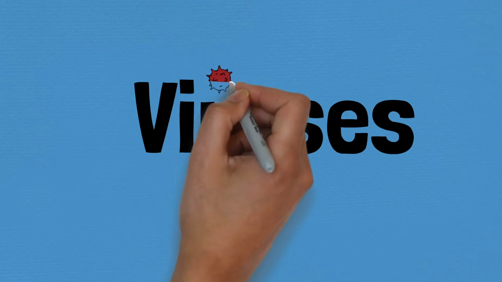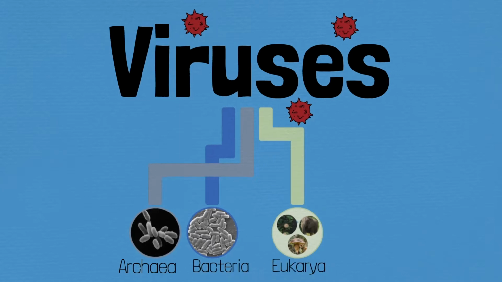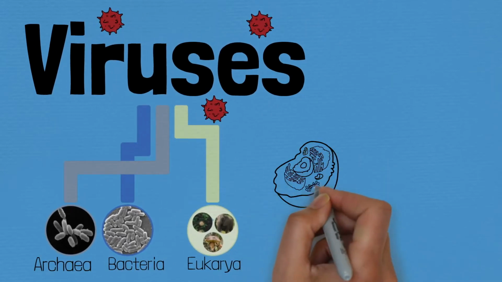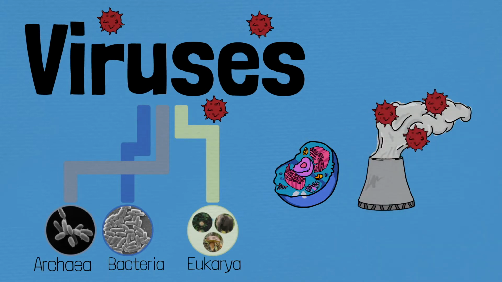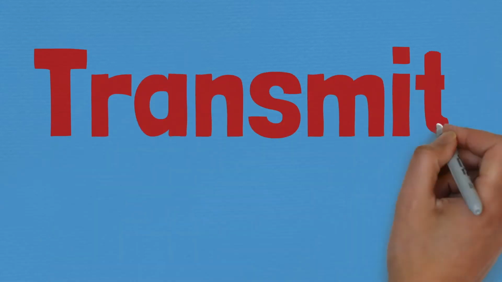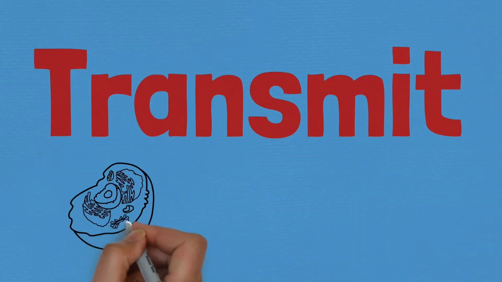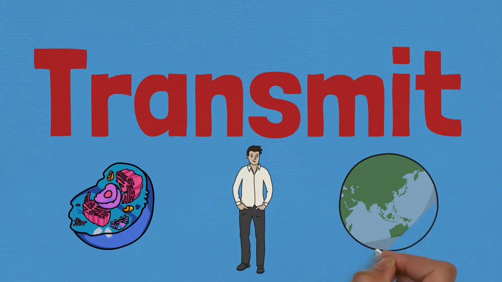Viruses. Incredibly diverse, capable of infecting all domains of life. They hijack cells, turning them into replication factories to make billions of copies of themselves. What's their overall goal? To transmit. One cell to another, one individual to another, one community to another.